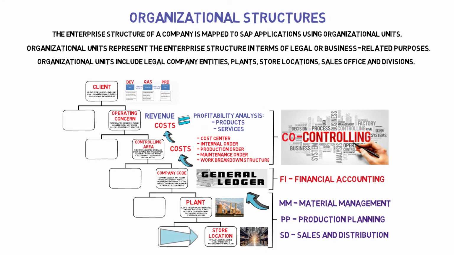At the storage locations, products are stored. At the plants, products and services are received and supplied. At the company codes, journal entries are stored. At the controlling area, the costs are allocated by cost object. At the operating concern, costs and revenues are attributed to market segments. At the client, access is controlled, data is stored, and configurations are developed, tested and transported.